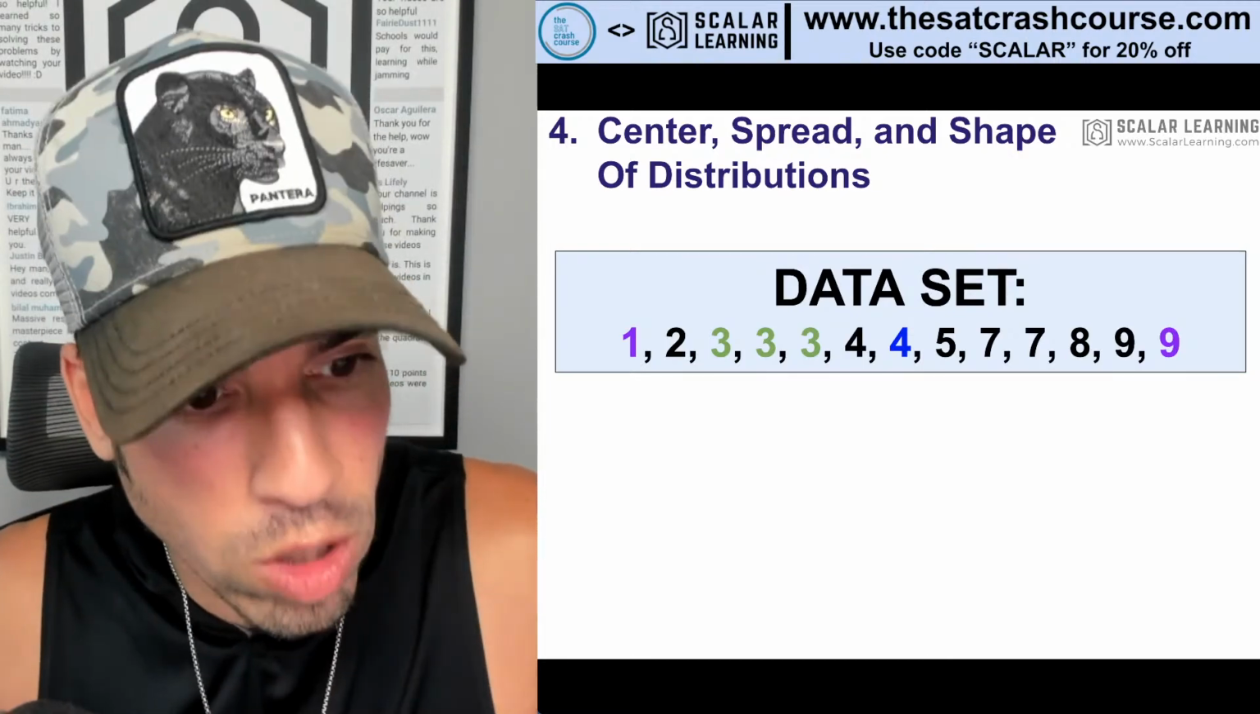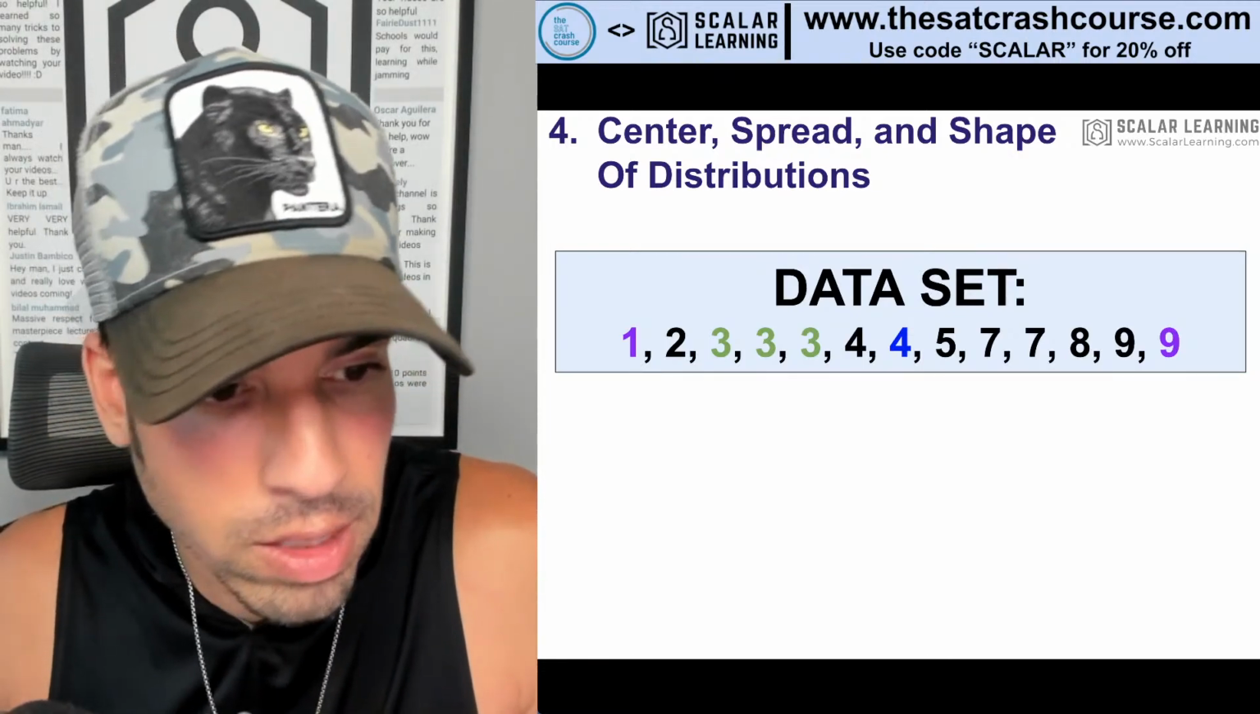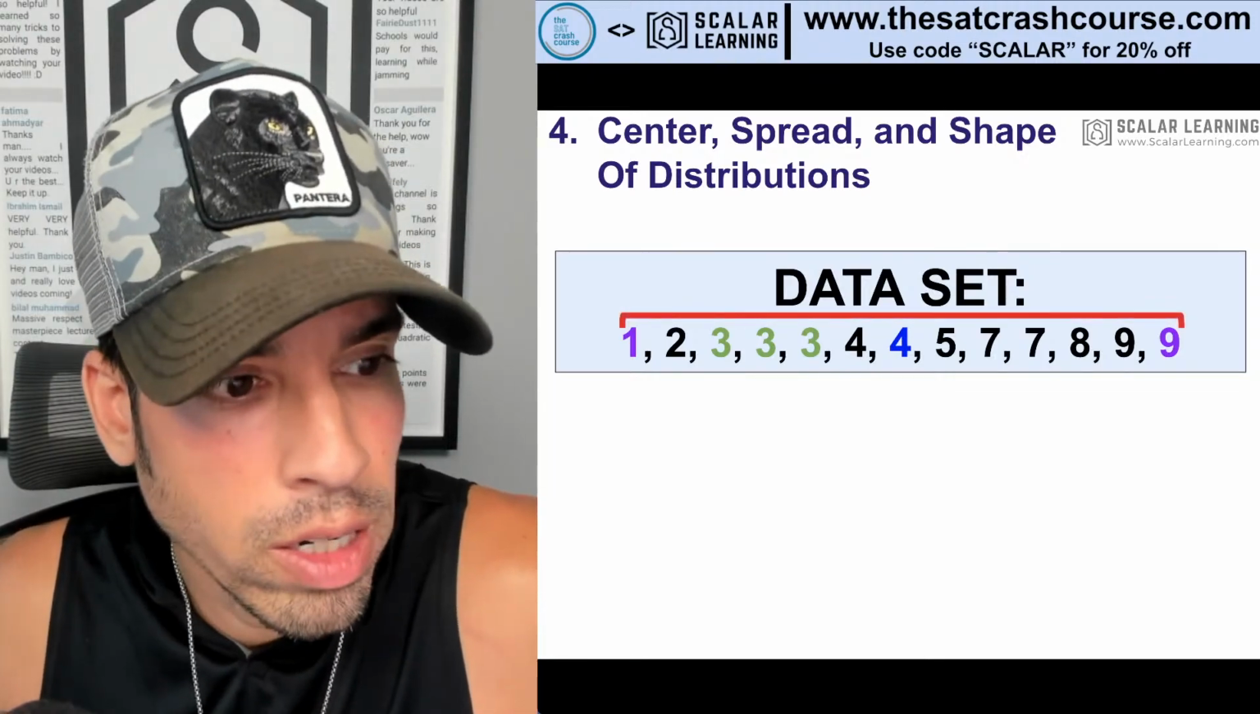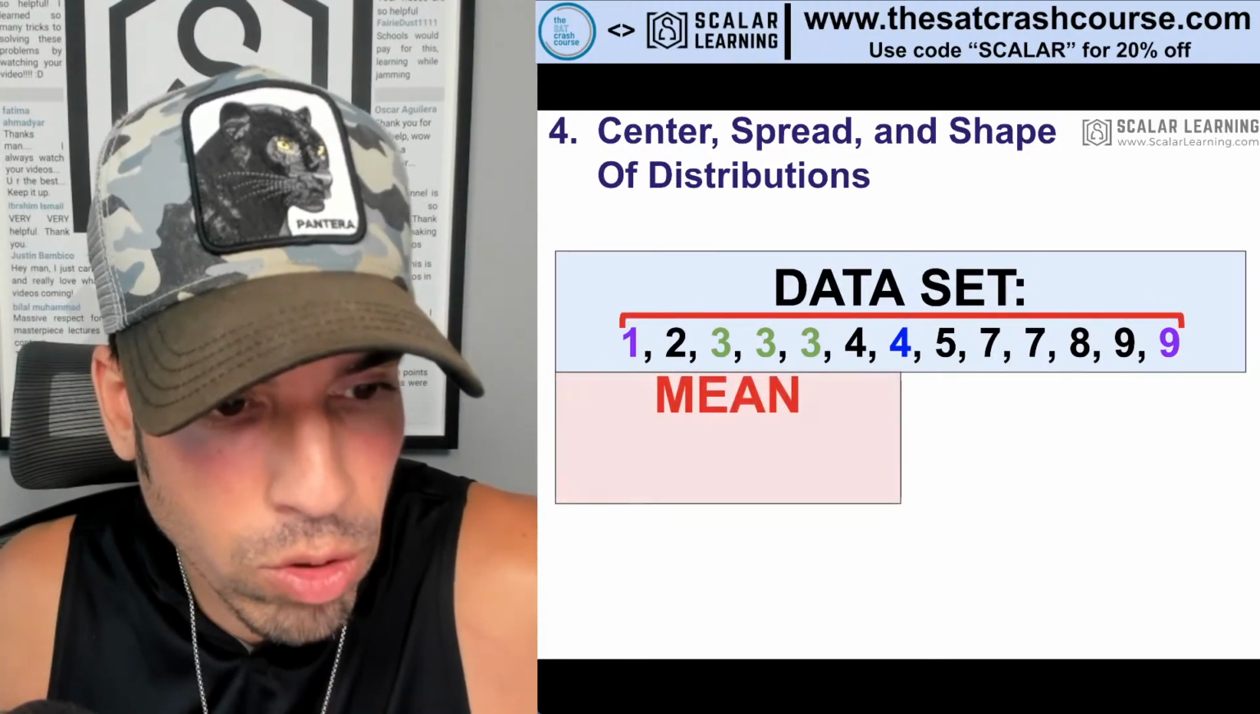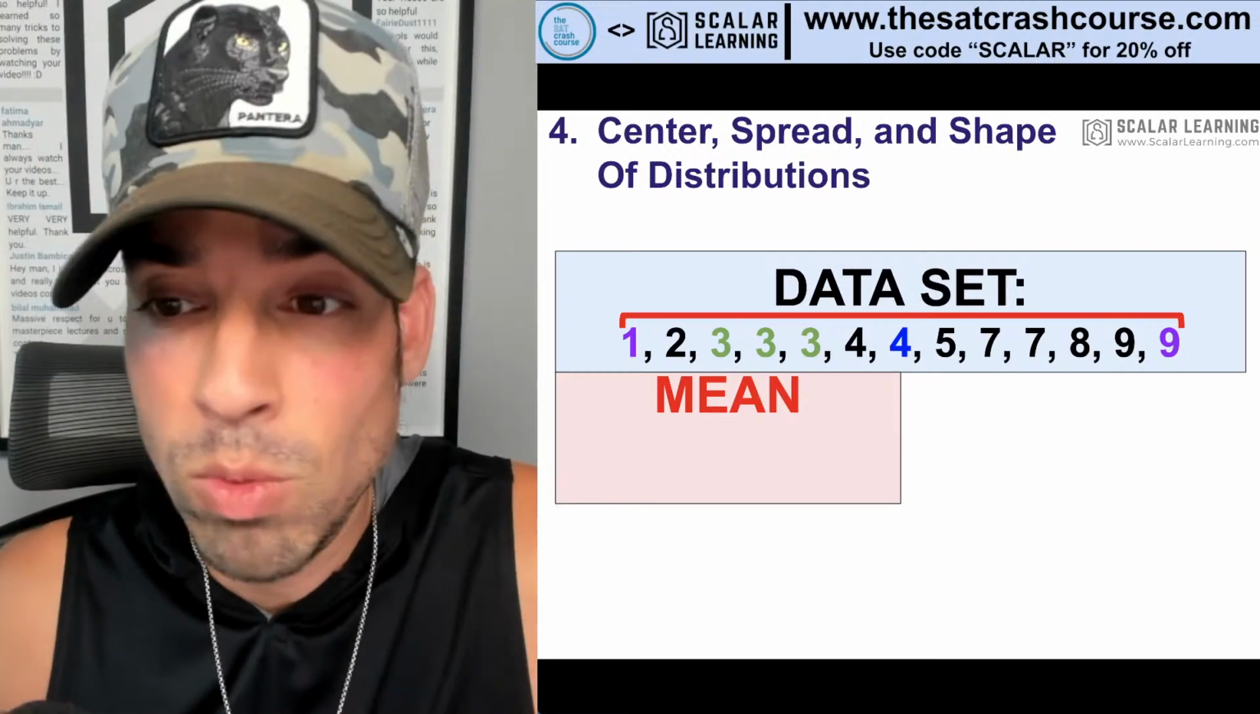So we have a bunch of numbers here, 1, 2, 3s, 4s, 5s, 7s, 8s, and 9s. So if we're talking about these different values, now we're going to go through and say, first of all, how would we calculate the mean? What is the mean?